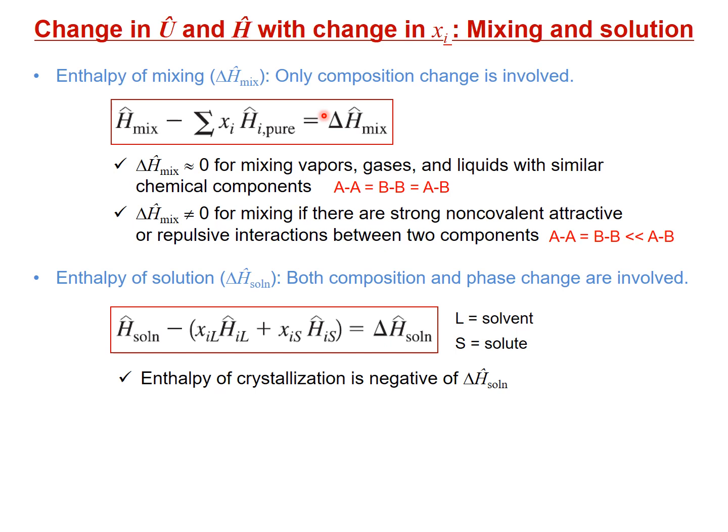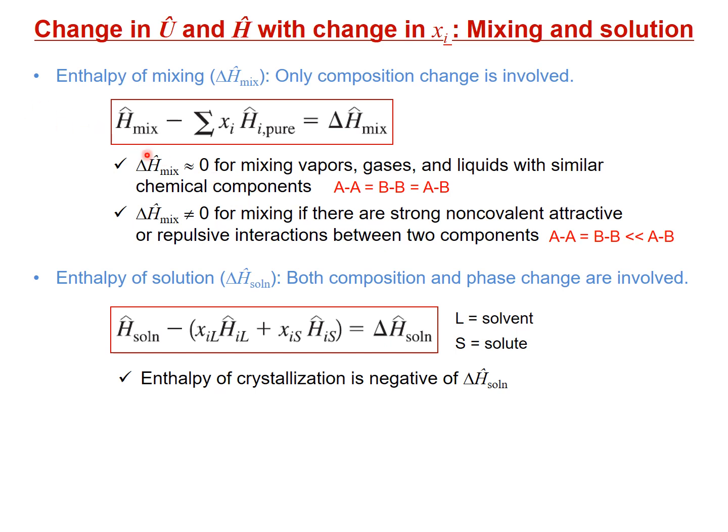If the compounds involved in mixing have similar intermolecular interactions, then delta H mix is 0. What does it mean? Right now you are trying to mix A compound and B compound, and the intermolecular interaction between A and A, and between B and B, those two things come from the pure state. And also if the intermolecular interaction between A and B is similar to each other, then delta H mix should go to 0, because in terms of intermolecular interaction, nothing changes. So delta H mix should be 0.